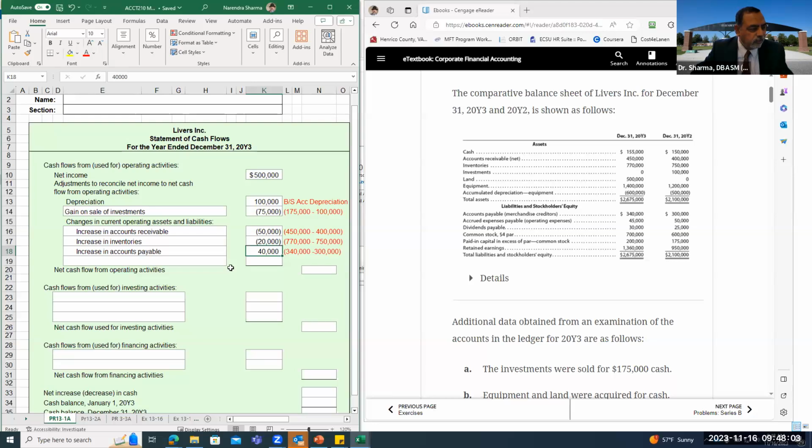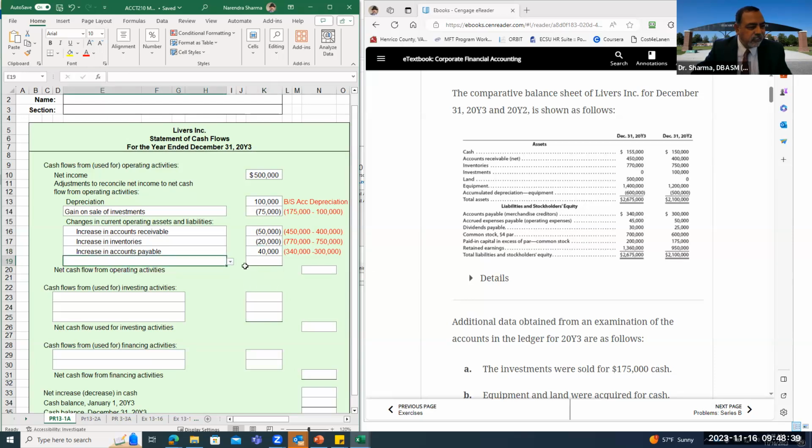Remember again the rule that any increase in current liabilities will be added, decrease in current asset will be added, but increase in current assets and decrease in current liabilities will be deducted. So now we look for another one, that is the accrued expense payable. Accrued expenses, it was 50,000 and 45,000. So that means it has decreased.